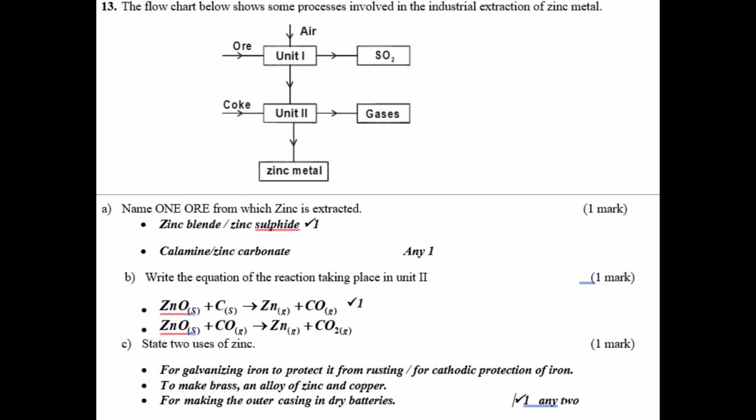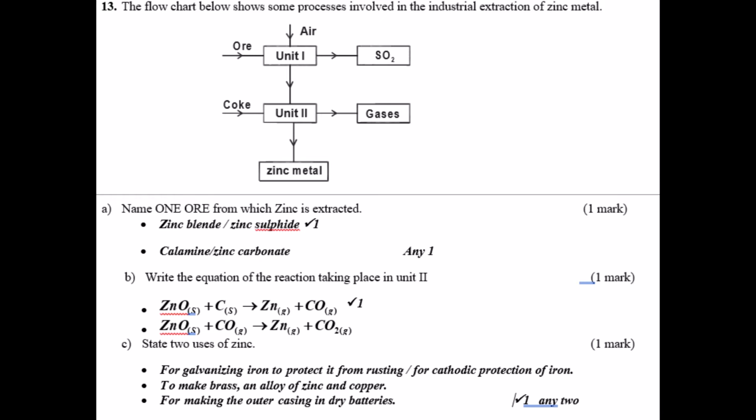Question number 13, the extraction of zinc. Question part A, the ores of zinc. The zinc blende, that is zinc sulfide, then the calamine, zinc carbonate. Remember, with ore, these are impure substances, these are mixtures. Sometimes you are discouraged from writing the formulae because it's not a pure substance as such.